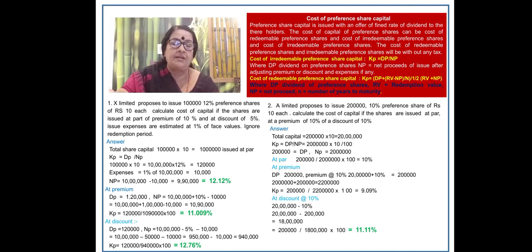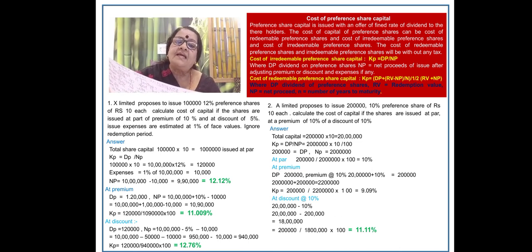Here we can use the equation KP equal to DP divided by NP. That is 1 lakh 20,000 divided by 9 lakh 90,000 into 100. It is coming 12.12%. So the at par issue is over.